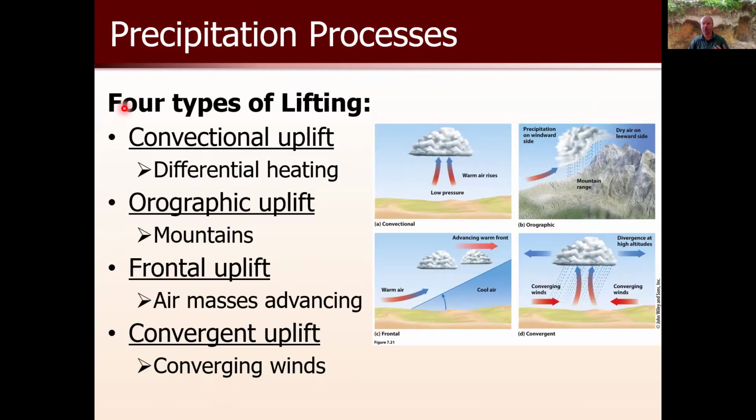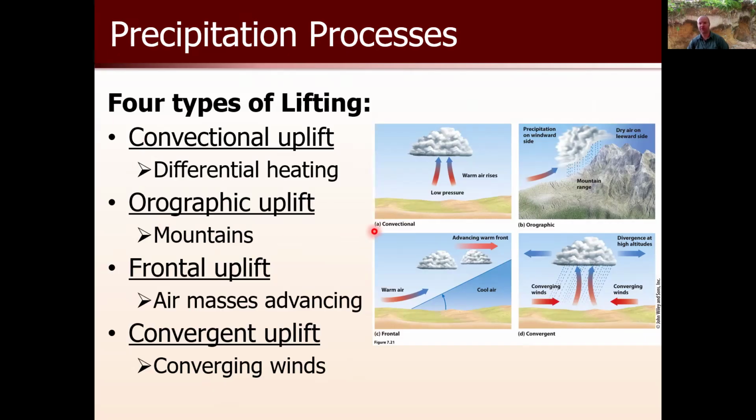As promised, there are 4 major types of lifting, meaning there are 4 ways or reasons why air parcels rise. One of them, a very common one, is known as convectional uplift, and this is due to differential heating. It warms up more in one spot and less in another. Wherever it's warming up more, hot air rises because it's less dense, and so literally as air parcels get heated up differentially, wherever it's getting more intensely or vigorously heated up, that air parcel is rising.